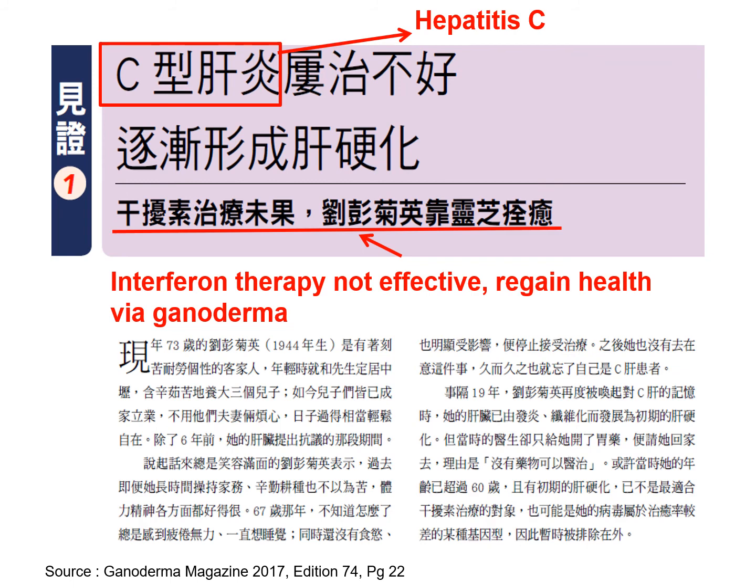So the key takeaway is that long-term consumption of high dosage 灵芝 with bee pollen can improve early stage cirrhosis of the liver back to normal condition. 灵芝 gave her the chance to let the liver grow back. Next testimonial.